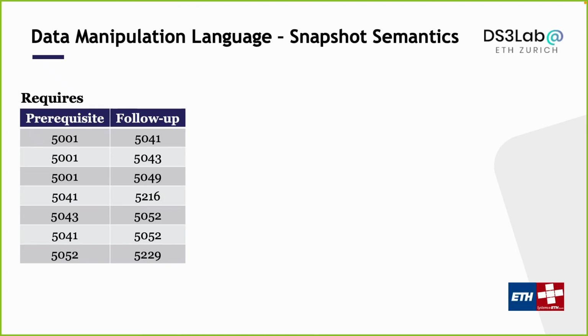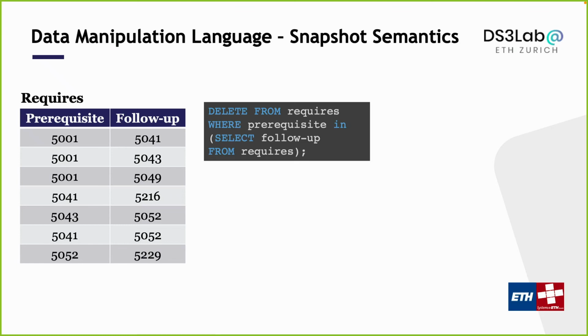So assuming you have a relation that looks like this. This is the requires relation. On the left-hand side, sorry, in the first column, it is the prerequisite. There's a course you need to take for the follow-up course. This is this relation. You could also write an update query that looks like this.